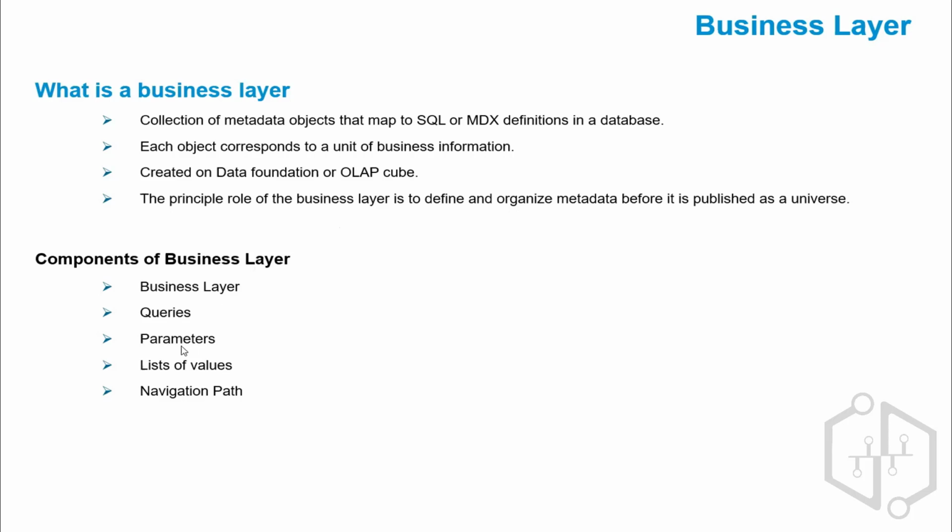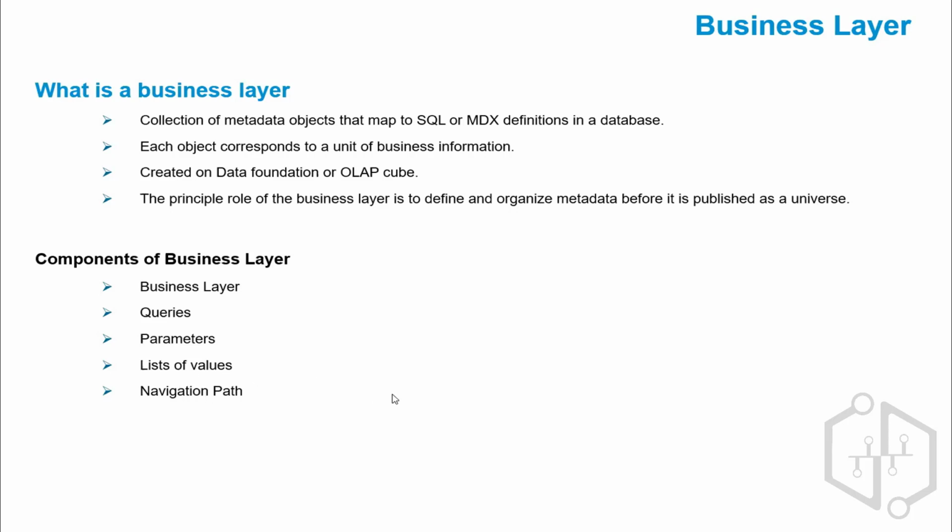So these are the components of the business layer: business layer, queries, parameters, list of values, navigation path. Navigation path is like a hierarchy. If we have objects like region, country, state, city, that itself is a hierarchy. So that is the creation of those kinds of hierarchies. In the year also, under year we should have a quarter, under quarter month, under month date respectively. So that is one hierarchy. Those hierarchies we will create in the navigation path.